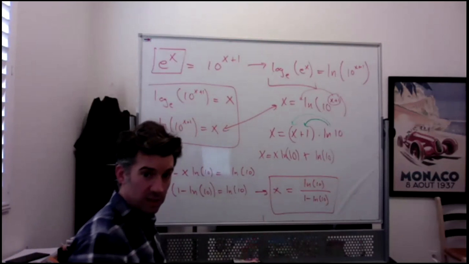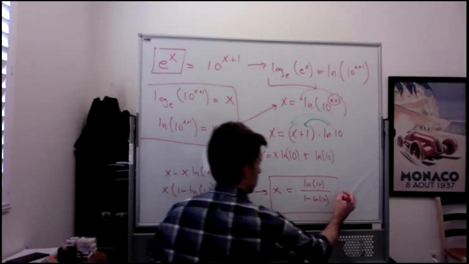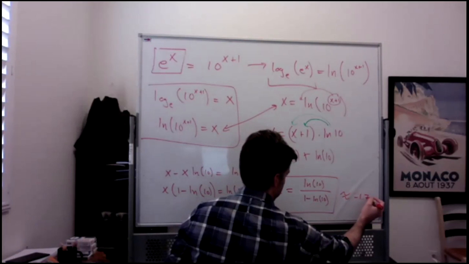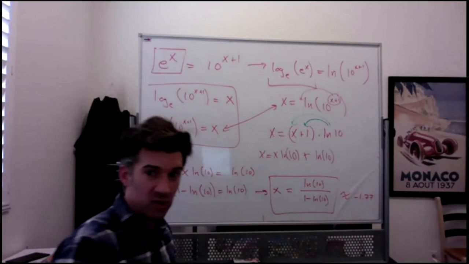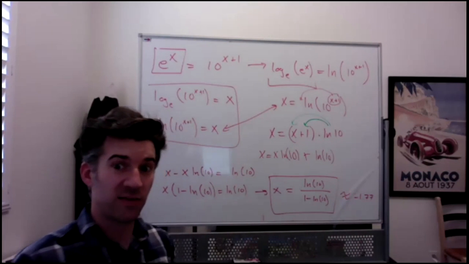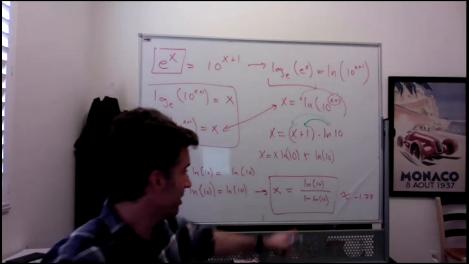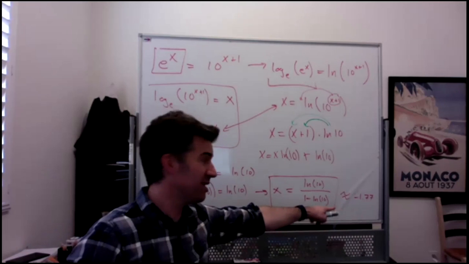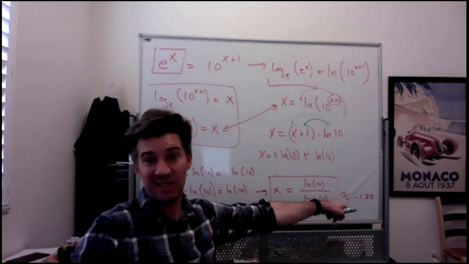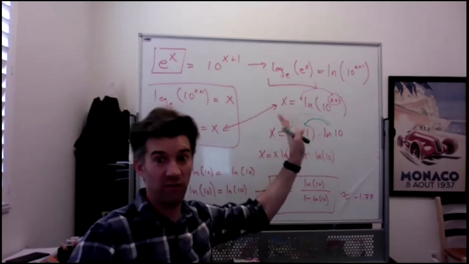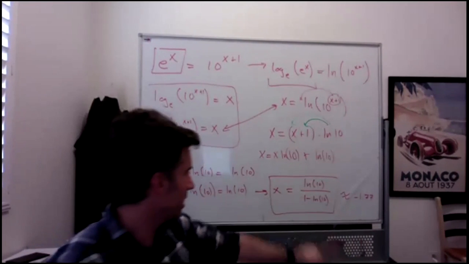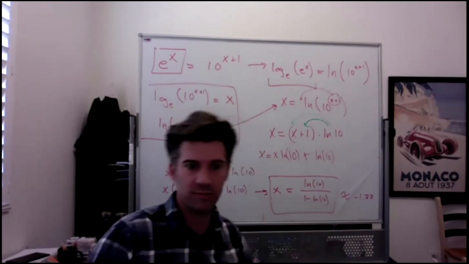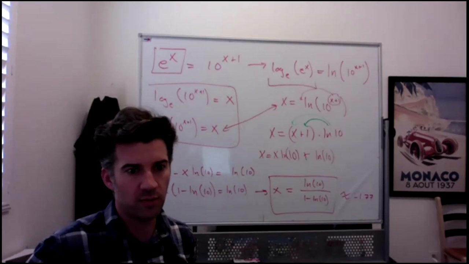If you wanted to use a calculator, it would be approximately negative 1.77. I really want to stress, if someone asks for an exact answer, they mean this, not this decimal approximation, right? Because negative 1.77 isn't exactly the answer. It goes on and on and on forever and ever. So exact answer, approximation.